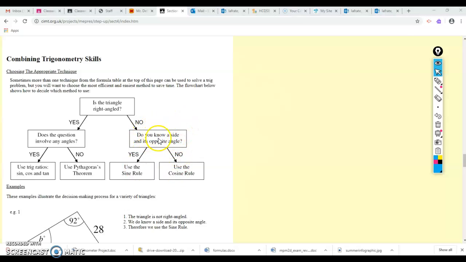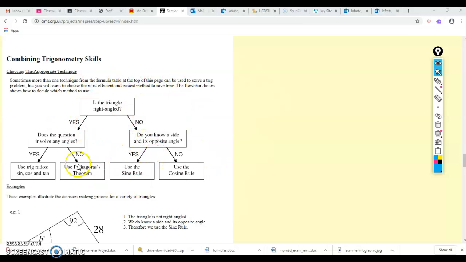So for example, if you know a side and its opposite angle, then you can use the sine rule. If you don't know that, maybe you know two sides and a contained angle, you might use the cosine rule. Or you know all three sides and no angles, then you might use the cosine rule. So this flowchart really helps you determine what you're going to be using and when you're going to be using it. So do practice it.